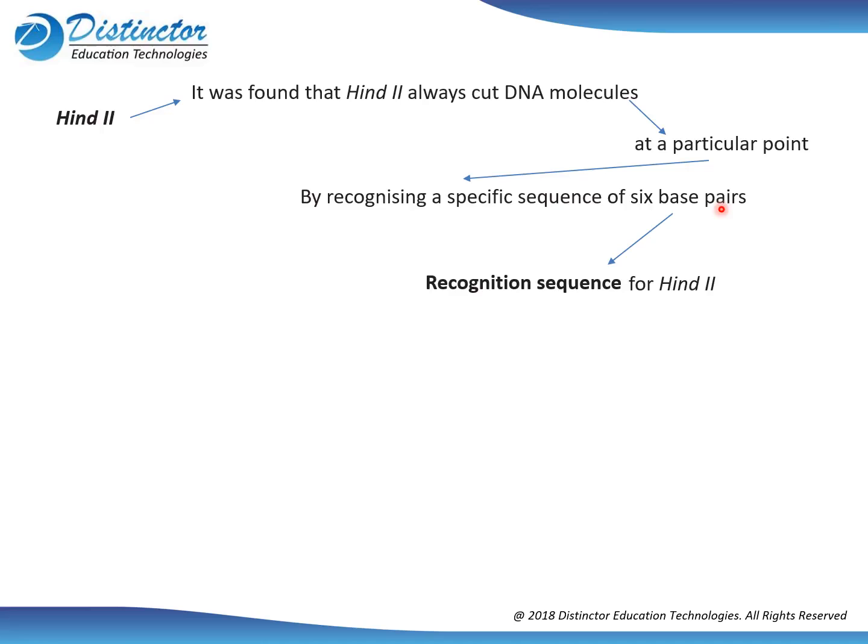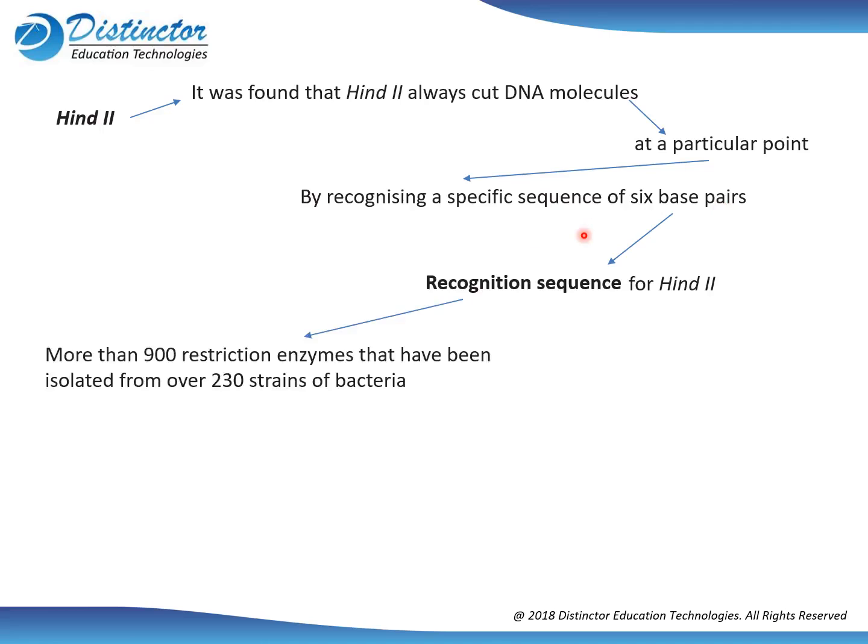Likewise, each restriction enzyme recognizes a particular sequence in the DNA. Nearly 900 restriction enzymes have been isolated from over 230 strains of bacteria. Each restriction enzyme has its own recognition sequence. That is why they are restricted to that particular sequence only, and that is why they are named restriction enzymes. Each of them recognizes a different recognition sequence.